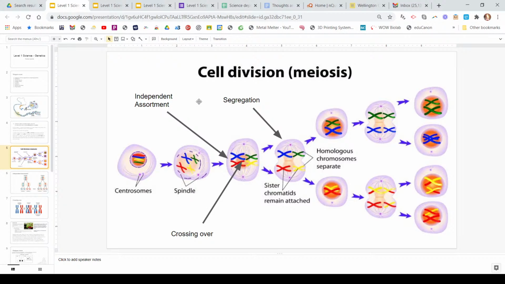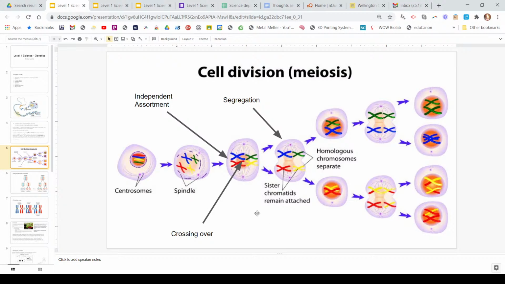So segregation, again, I'll talk about a bit more, but it's the separating out of chromosomes to different ends of the cell. And so in this case here, we can see the green and the blue chromosomes end up in this cell, which then goes through another stage of division to produce the 2 of the final 4 cells. And on the lower part of that diagram, we've got the red and the yellow chromosome, and they end up being separated out into this cell, which goes on to produce these 2 of the 4 gametes.